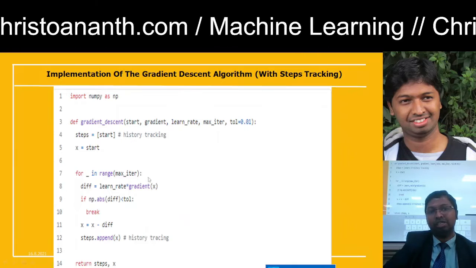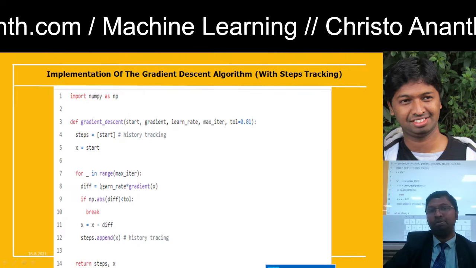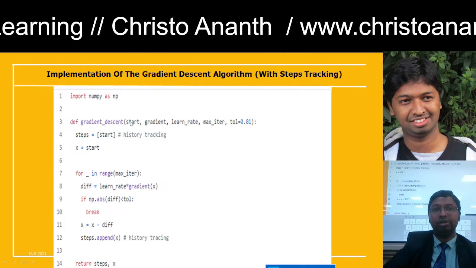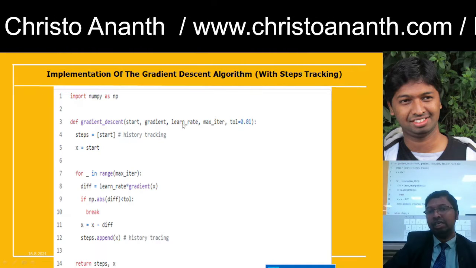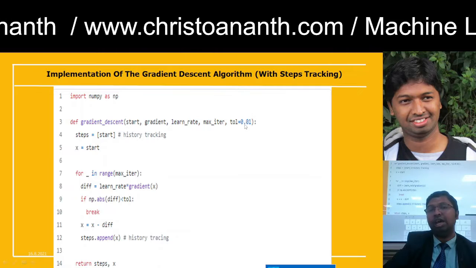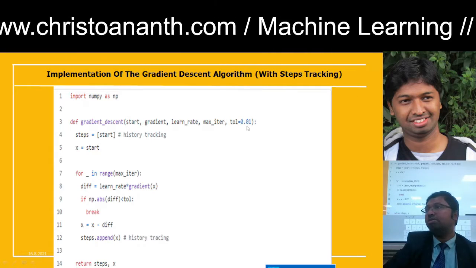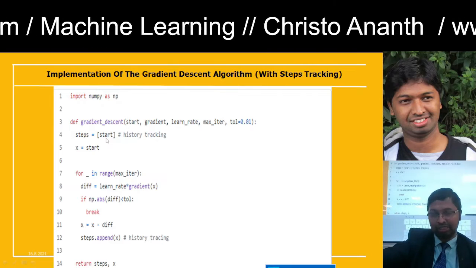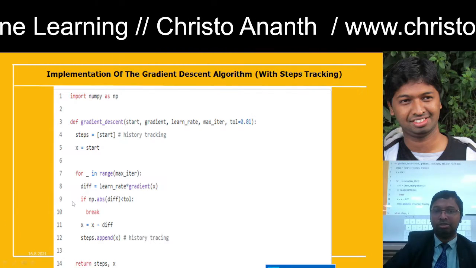So this is with the case of the Python platform. Import numpy as np, define the gradient descent function with parameters: start, gradient, learn rate, maximum iteration, and tolerance value equal to 0.01. Then the steps: you are going to have the start, the initialization point. Then x is equal to start.